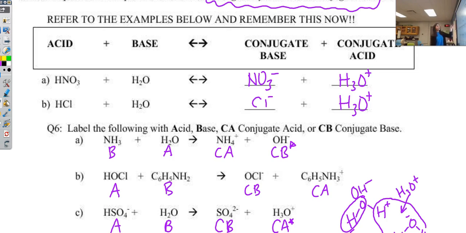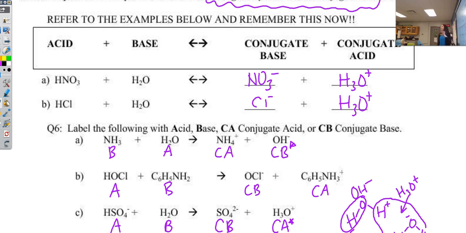Okay. So if they tell you in this equation, like, well, let's look at this one. So this one's a base. So then what happens to a base? Bases accept a hydrogen. So what is this going to become? NH4 plus, and you would call that the conjugate acid.